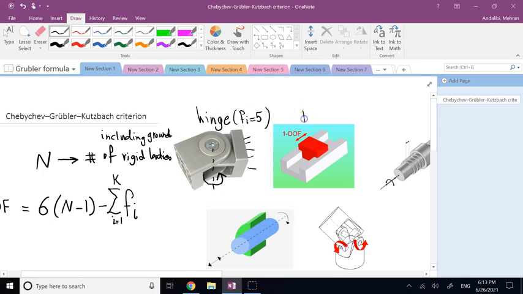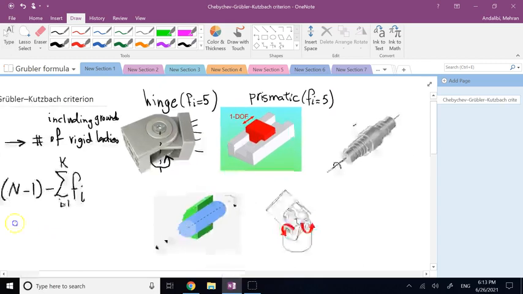If you have this prismatic joint or constraint, then again, all it can do is one single translation along the direction of the groove, or the guide. It cannot do any other translation or no rotation at all. So again, for this one, the degree of freedom it takes away is 5, and it only leaves you with 1.